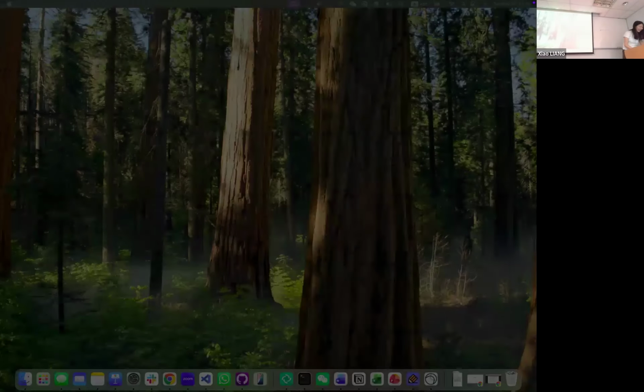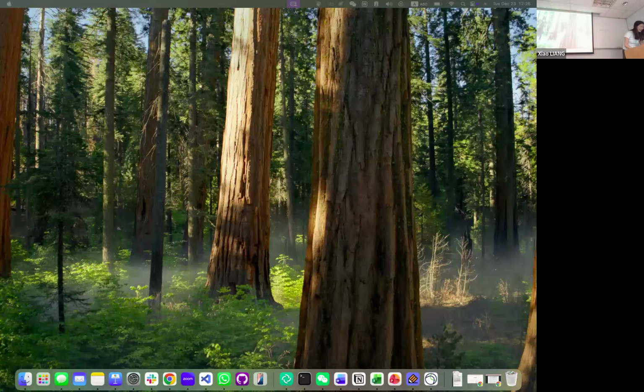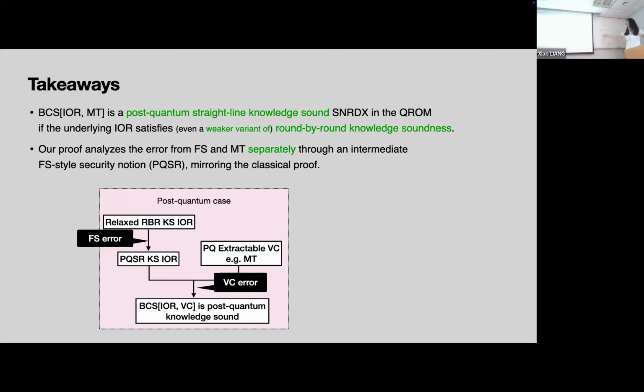Yeah, so I will jump right to the final takeaway. Basically, what we showed is that the BCS transformation is post-quantum straight-line knowledge sound in the quantum random oracle model if the underlying IORs only satisfy a weaker variant of round-by-round knowledge soundness. And our proof analyzes the error from FS and Merkle tree separately through an intermediate notion, like the post-quantum state restoration notion, mirroring the classical proof.